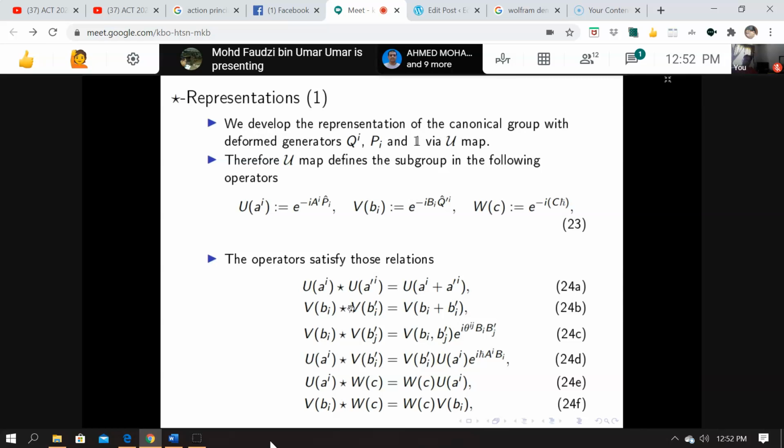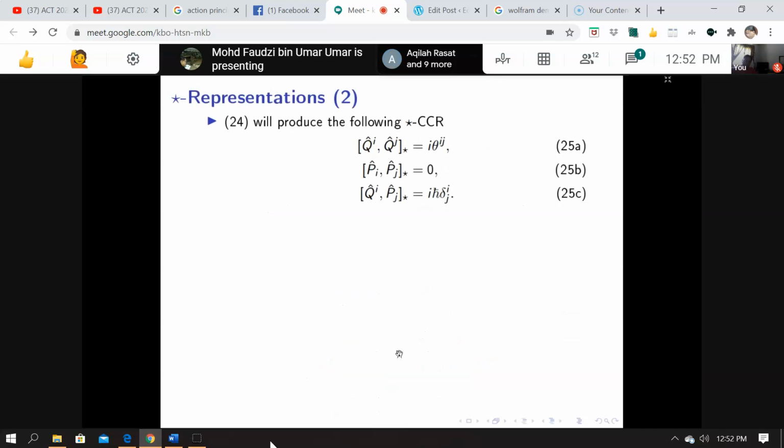Equation number 24. Okay, including the star product. Okay, star product. And then after that, equation number 24, we produce the following CCR. So this is our CCR 25. Equation 25. Okay. So we have CCR for quantum mechanics. But in this case, non-commutative quantum mechanics.